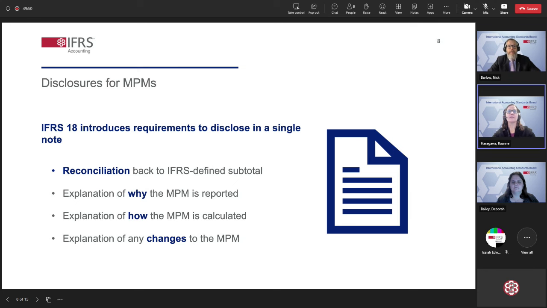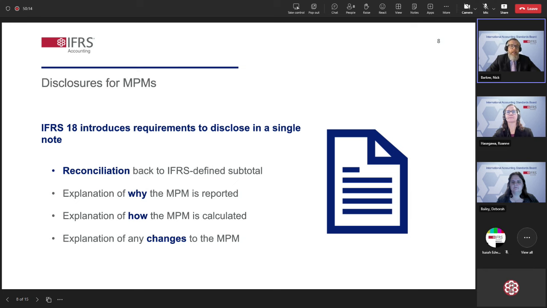And finally, Nick, I noticed that any changes to reported MPMs will need to be explained. So why is this? Yeah, that's right. Information about how and why MPMs have changed responds directly to investors' concerns. The disclosure requirements will help with trend analysis for MPMs. That's something that is important to investors, and it will contribute to the measures being used with more discipline.